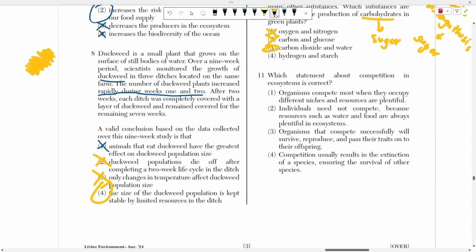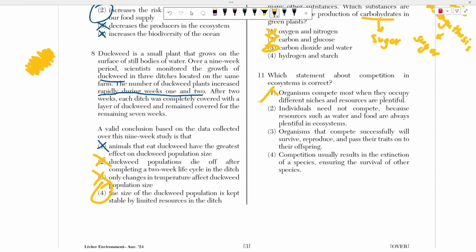Number 11 says, which statement about the competition in ecosystems is correct? Choice 1, organisms compete when they occupy different niches and resources are plentiful. This is false. The reason why organisms have to compete over resources is when they don't have enough for themselves, right? You're competing with another organism over food when there's not enough food between the two of you to share.